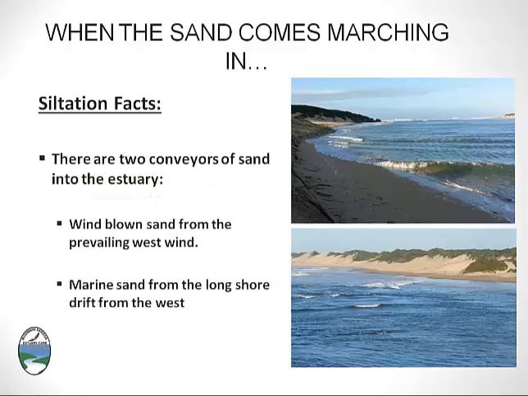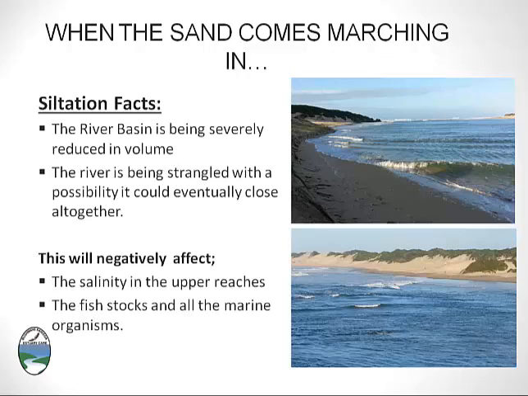There are 2 conveyors of sand into the estuary, the wind-blown sand and the marine sand. The water in the river basin is being severely reduced in volume, and the river is being slowly strangled, with the possibility it could eventually close altogether. And the fact is that we're having this net gain of sand that we are measuring every year, and we are still waiting for the effect of when the vegetation is overcome on the far side, and that sand also joins with what is already happening. This will negatively affect obviously the salinity in the upper reaches of the river, and it's going to have a huge effect on our fish stocks and all the marine organisms.